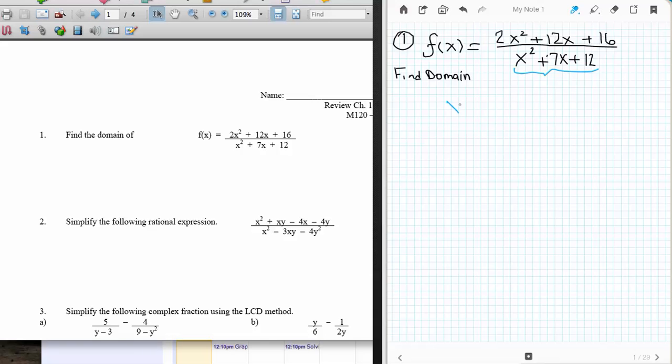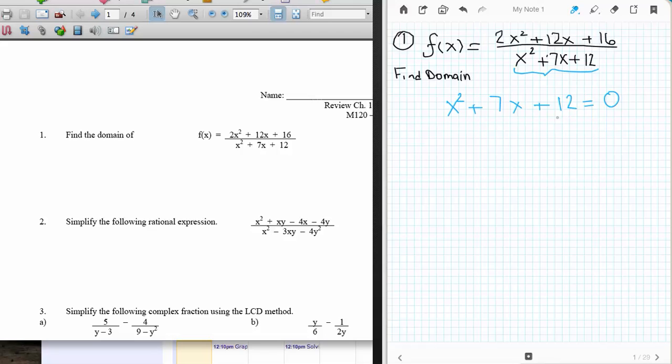And what we're going to do is apply the zero factor property to this so that we can find out where the zeros for this polynomial are located. And that means that we're going to take the polynomial and set it equal to 0. Once we've set it equal to 0, we'll factor it if possible.